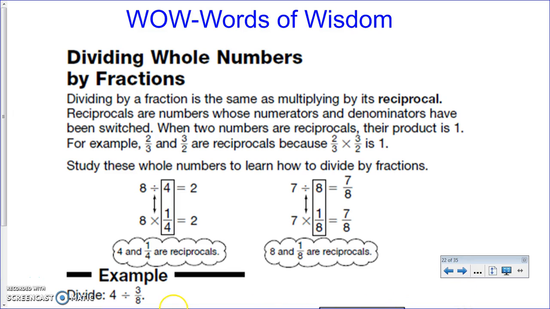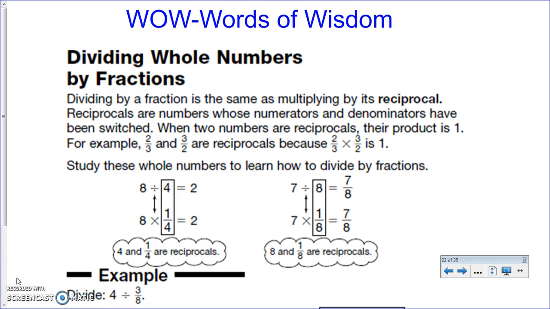Dividing whole numbers by fractions. Dividing by a fraction is the same thing as multiplying by its reciprocal. Reciprocals are numbers whose numerators and denominators have been switched. When two numbers are reciprocals, their product is 1. For example, 2/3 and 3/2 are reciprocals because 2/3 times 3/2 is 1, because 2 times 3 is 6, and 3 times 2 is 6. You get 6/6, which simplifies to 1.